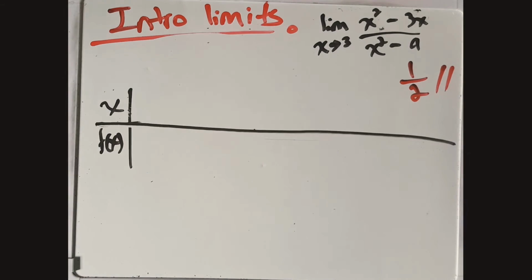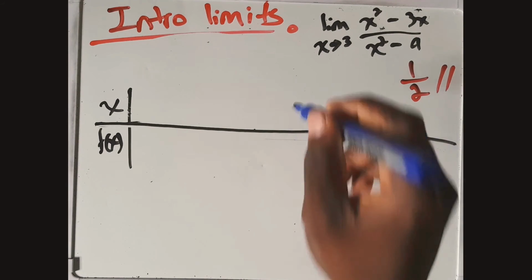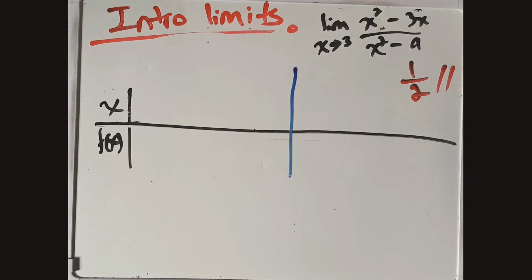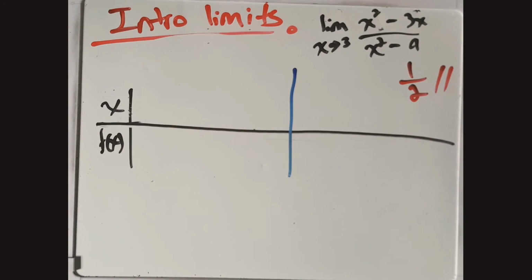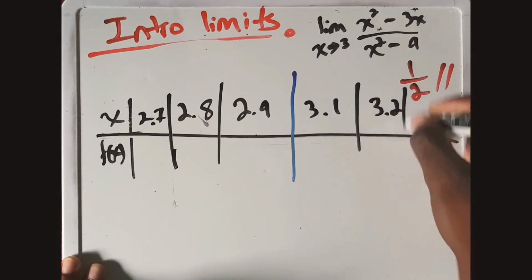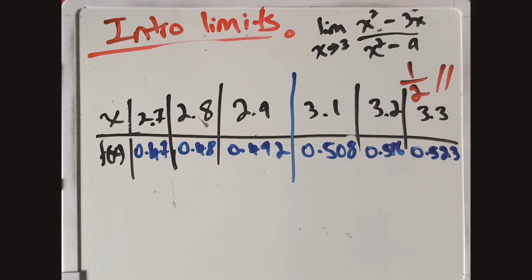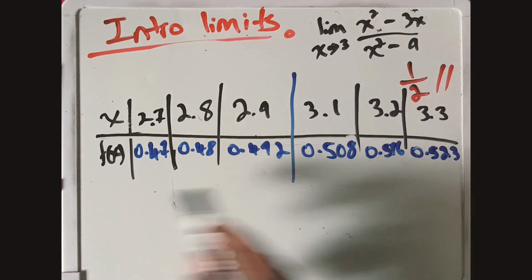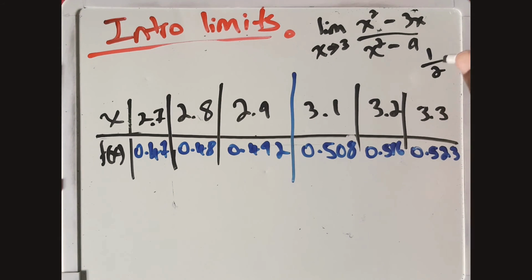So let's go. So here's my table, and remember I'm approaching 3 again. So in the last video I used values like 2.9, 2.999 and so forth, but just to show you that you don't have to use my values, you can use any values as long as the values are approaching 3. So I went ahead and I put these in a calculator, and this is what I got. Remember, I got a half for my limit.